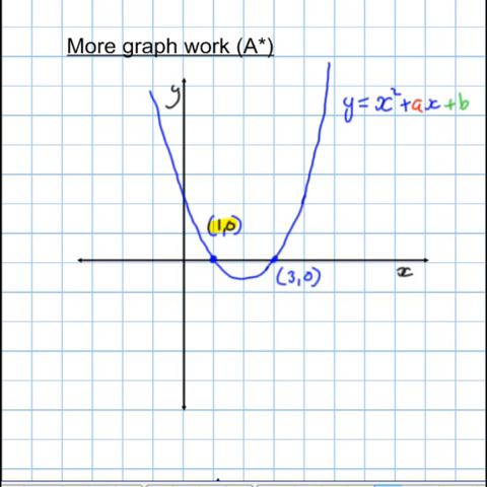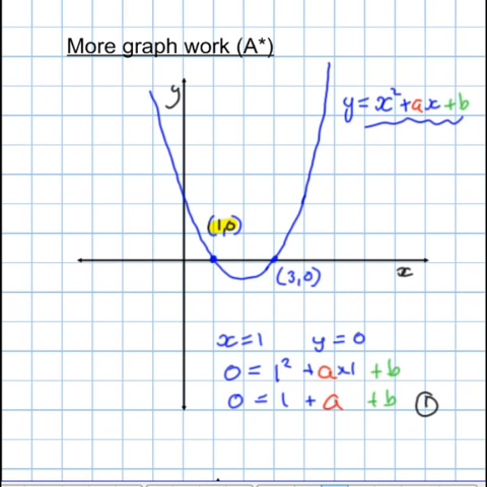They mean, this one here, (1, 0), that when x is 1, y is 0. So if I substitute x equal to 1 into my equation, it must equal 0. So let's do that. y is 0 and x is 1, so 0 equals 1 squared plus a times 1 plus b. And I'll just tidy that up. 0 is equal to 1 plus a plus b. And that's my first equation.